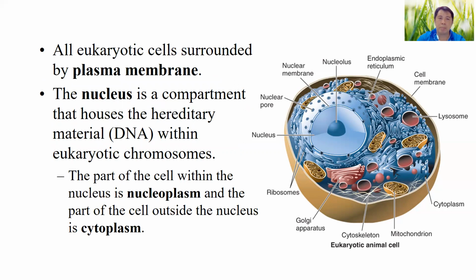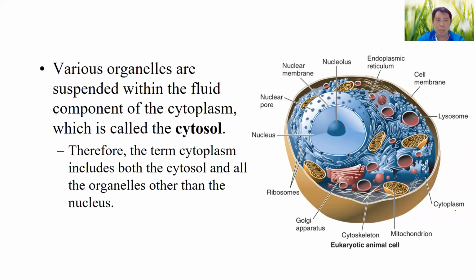All eukaryotic cells are surrounded by the plasma membrane, as we know, and the nucleus is a compartment that houses the hereditary material. As you can see here, this is a nucleus. Within the nucleus is called the nucleoplasm. And the part of the cell outside the nucleus but inside the plasma membrane is called the cytoplasm. Various organelles are suspended within the fluid components of the cytoplasm.